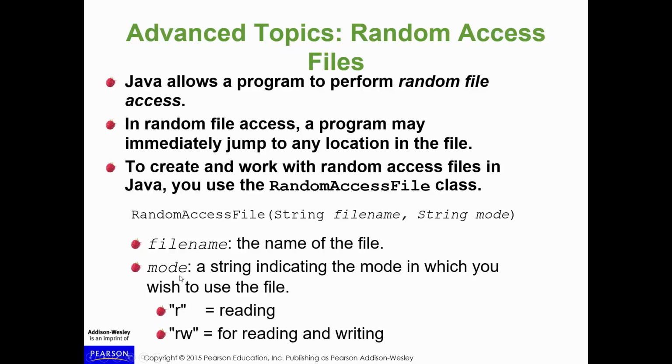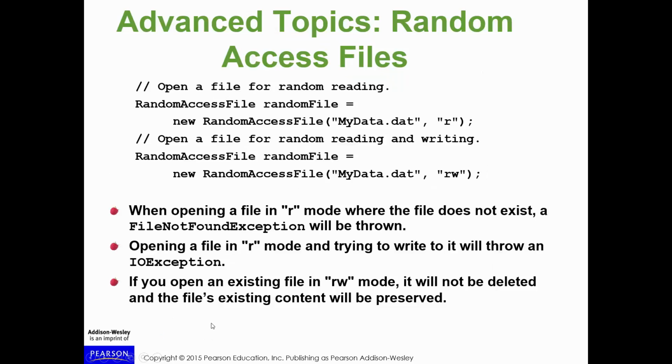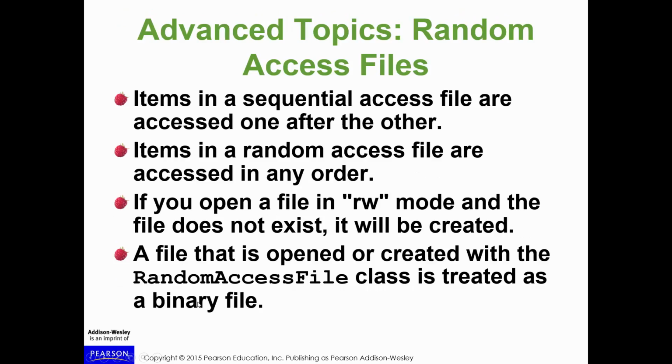Notice when you do this, you specify the mode you want to open it for. R means I want to make it read only. RW means read write, etc. Again, items in a sequential access file must be accessed one after the other.